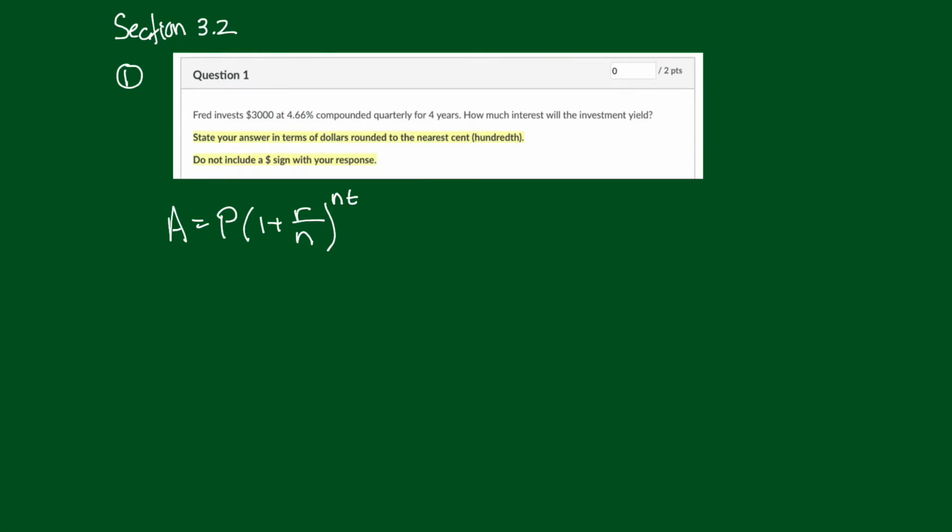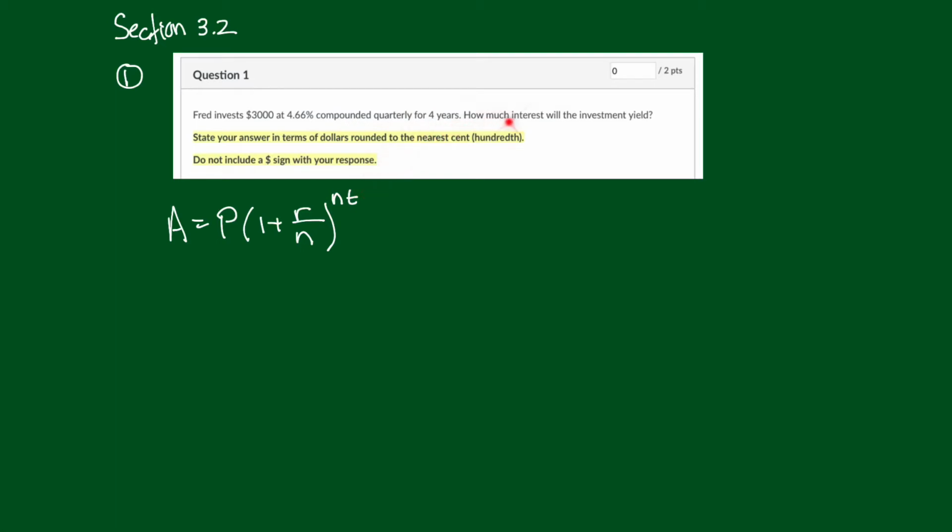So in this problem, I'm just going to read through it. It says, Fred invests $3,000. So that's P, at 4.66%. So that's going to be my percent here. I'll change it to a decimal, 0.0466. And we're going to compound quarterly. Quarterly, that's going to be a 4, and a 4 for 4 years. So T is going to be 4.